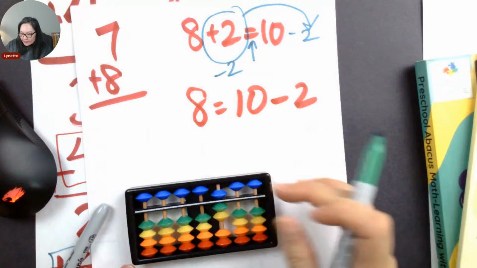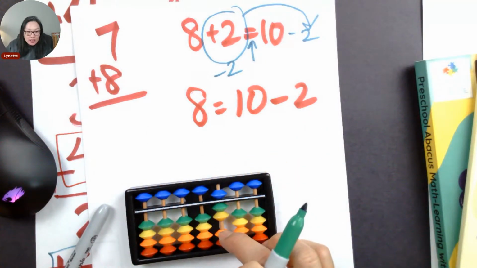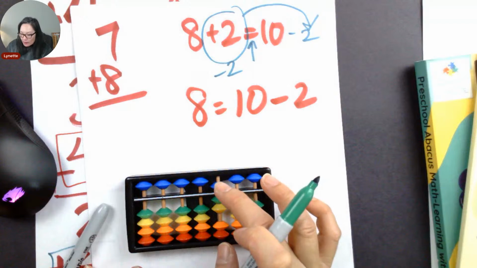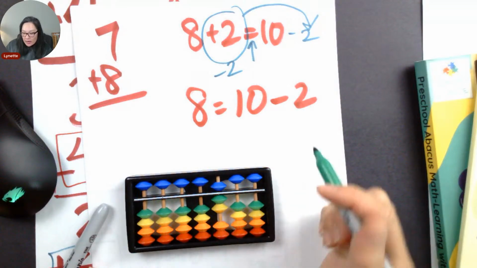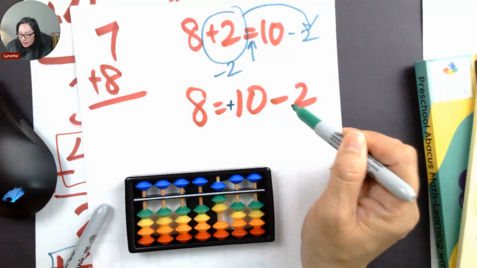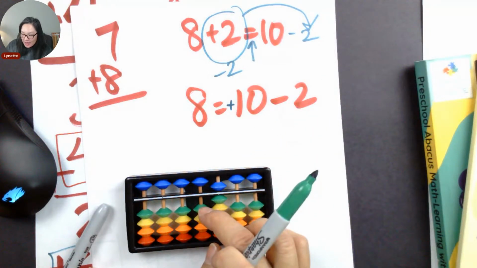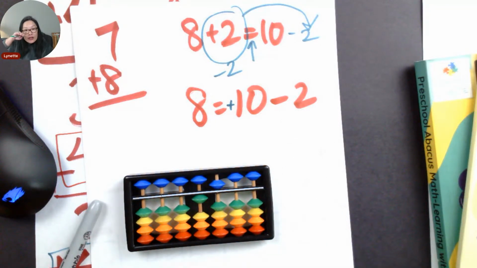So we have 7. Is there enough beads to add 8? No, there's not enough beads to add the 8, because we have 7 here and we have 2 beads here. So what's another way? What we need to do is add the 10 and take away the 2. So we add the 10, just like that, and we take away the 2. So my answer is 15. That's the fundamental idea of understanding how to add and subtract on the abacus.